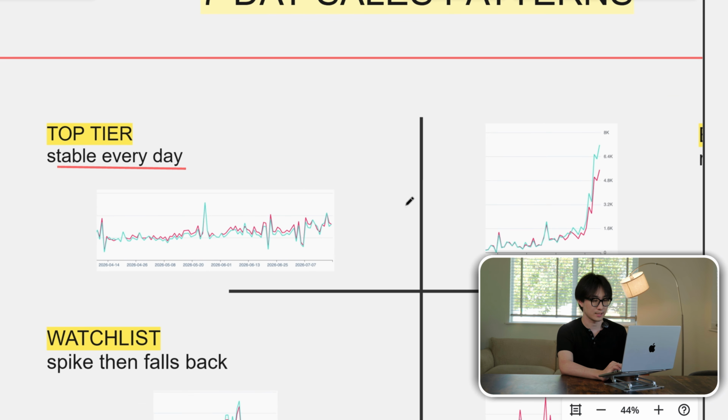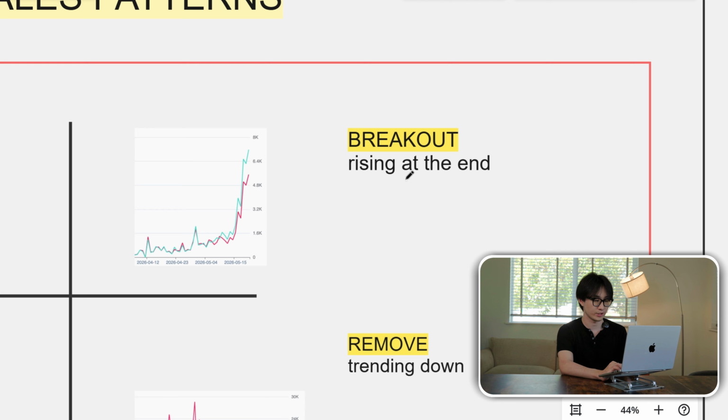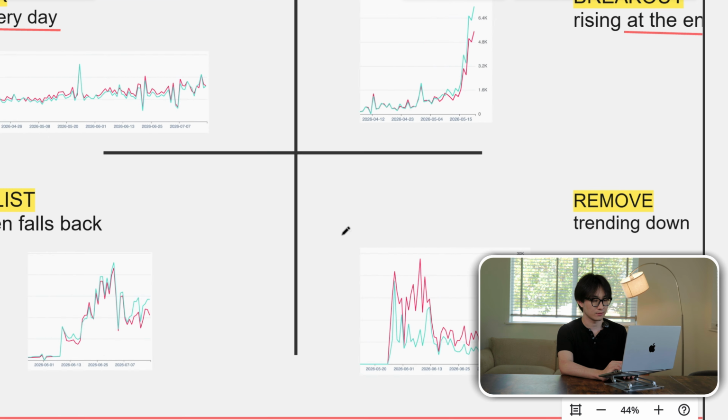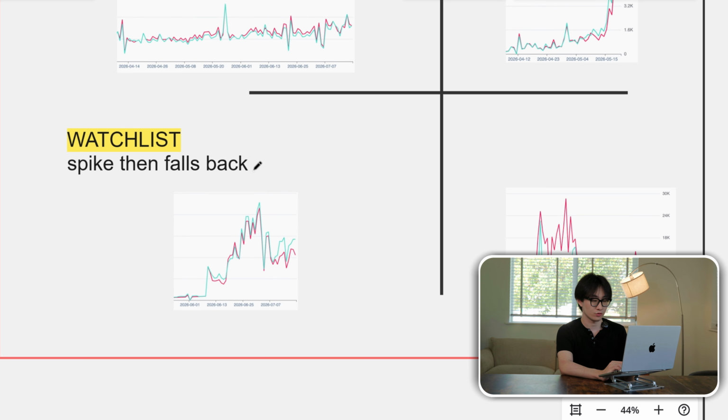First, which is the best, stable sales every single day, is a top tier. And second, rising at the end, that's a breakout. And third, maybe it's 1 day or 2-3 days of spike, then it falls back. That usually means 1 viral video or coupon running those days. This one depends. If that viral video clearly has a framework we can recreate, put it on the watch list.